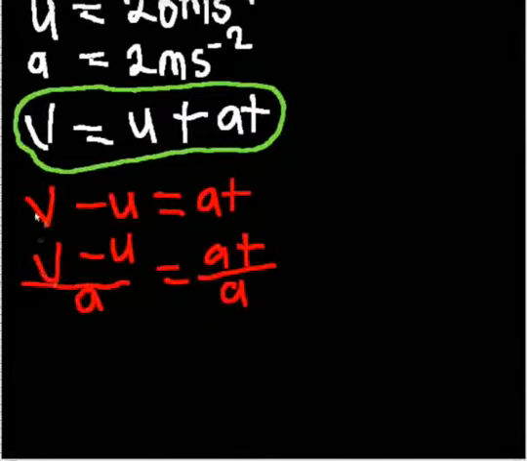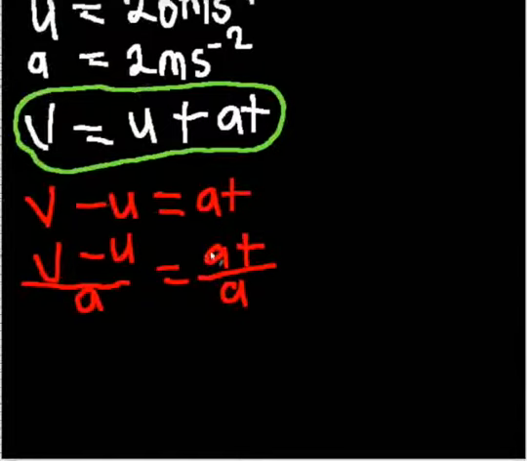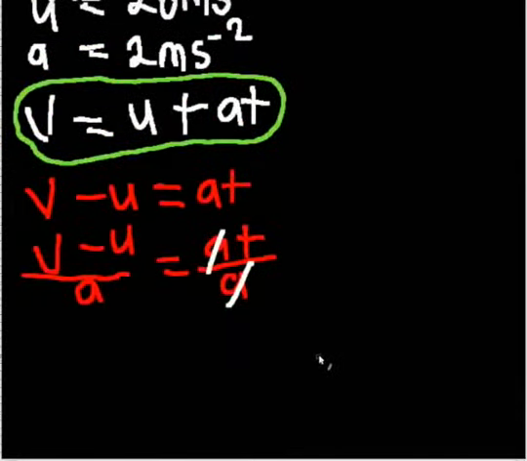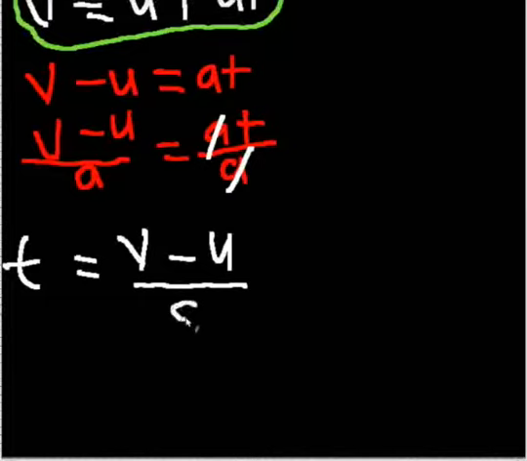So our a on this side of the equation can simply be crossed out. So we can cross out a here, cross out a here. So our t obviously becomes V minus u all over a.